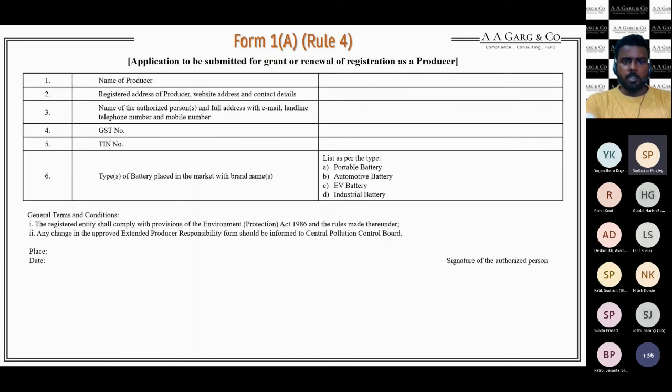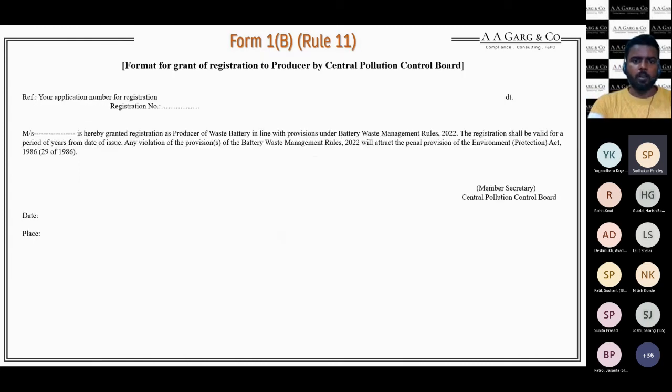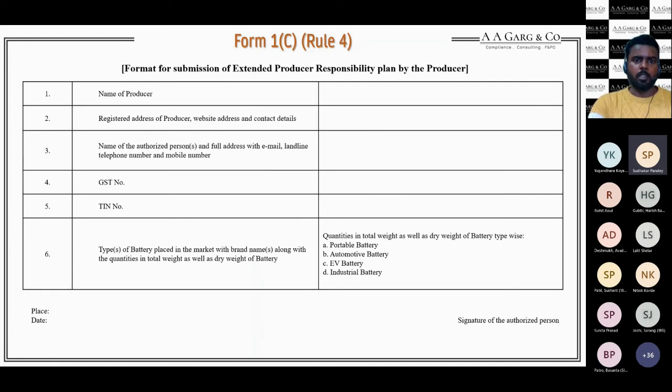And this is the sample of the Form 1A, where we have already filled in the name of the producer, registered address, and all those things that need to be mentioned. We are also helping producers to file this. Then Form 1B, as already shown, shows in which format the CPCB will grant the registration. Then this is the Form 1C, which talks about the EPR plan that needs to be filled by the producer. So the Form 1C is similar to the Form 1A.